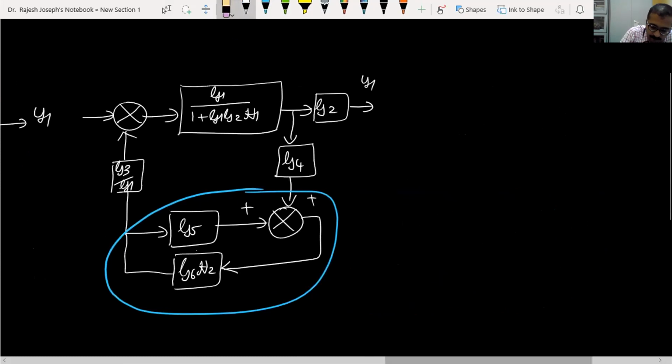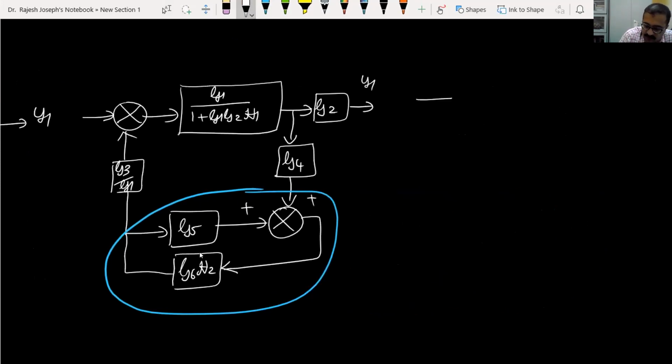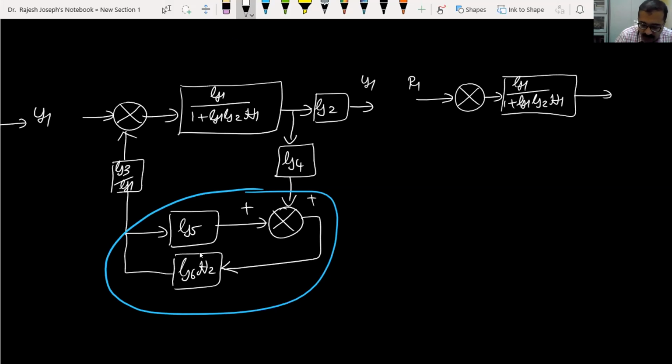So this is the summing point here. This is R1. Okay. Then here we have G1 divided by 1 plus G1, G2, H1. Then here we have G2. Fine. This is my Y1. This is coming here. This is G4. Okay. It is going. So this much is in feedback.